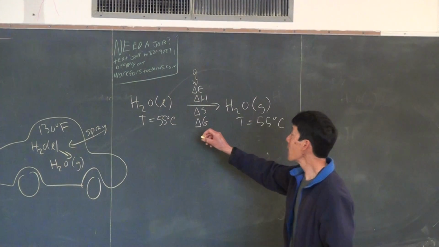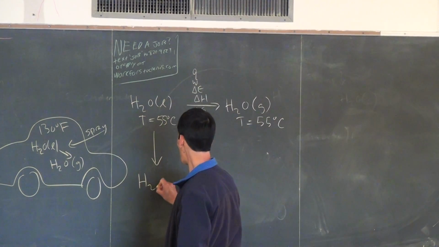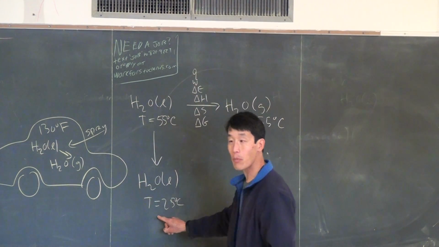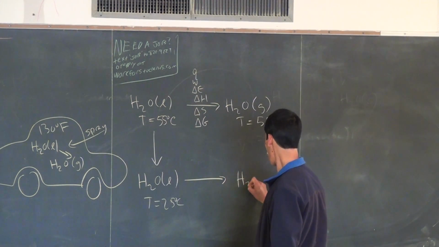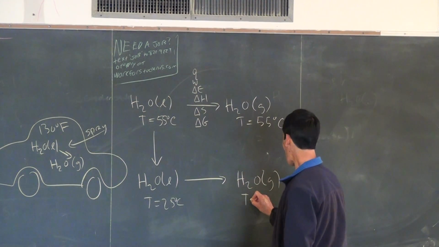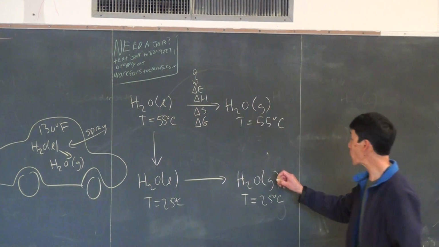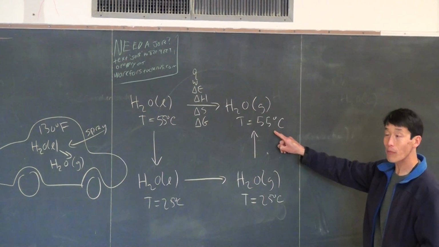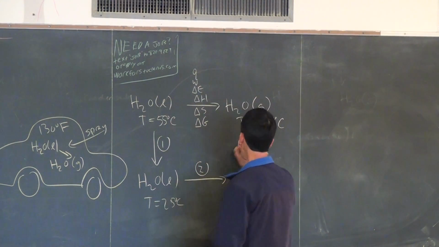So to calculate these quantities, here's one way you can do it. This is the path you can take. You can go from H2O liquid at 55 degrees to H2O liquid at 25 degrees, because we can look this up in appendix 2. And then we can go from H2O liquid to H2O gas, and again, this is at 25 degrees from appendix 2. And then we can go from H2O gas at 25 to H2O gas at 55 degrees. Okay, so note that we have three steps in the path that we're taking.